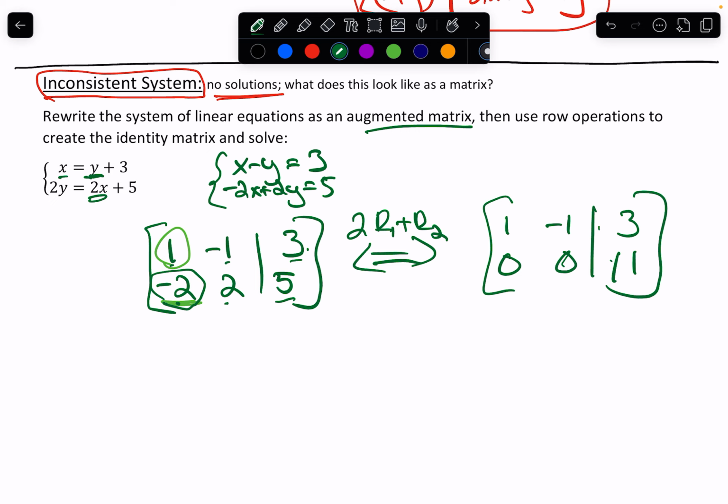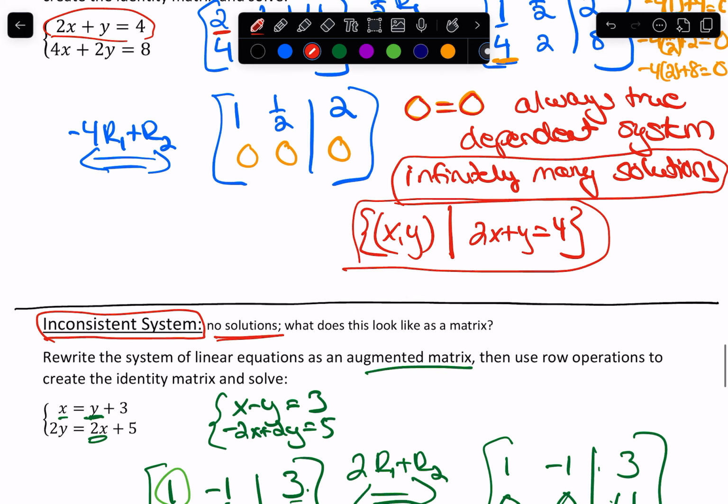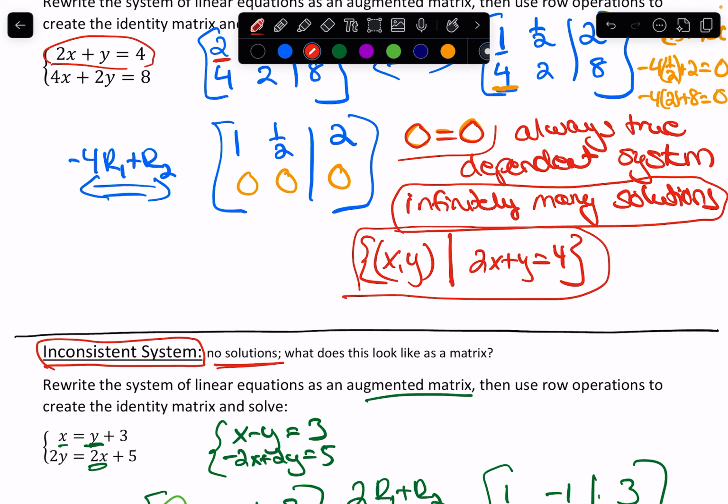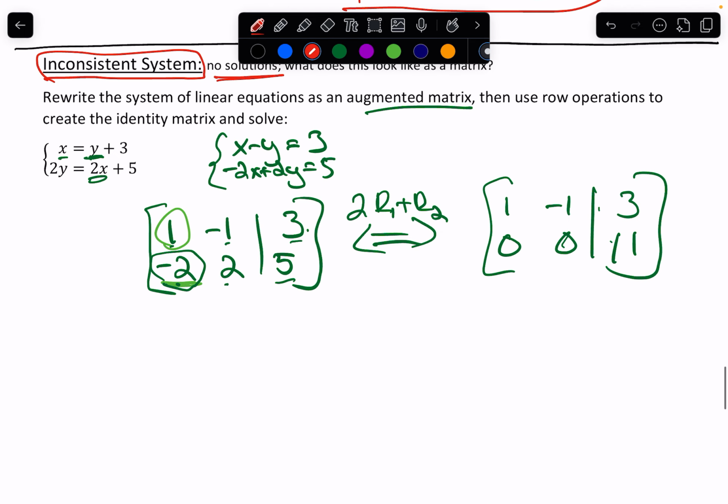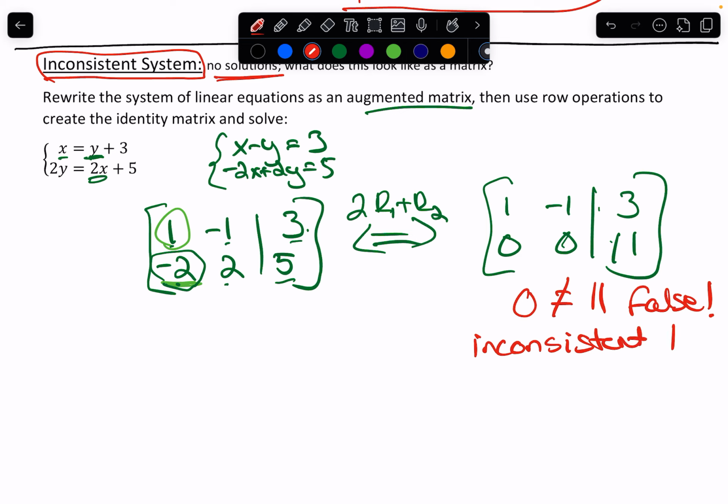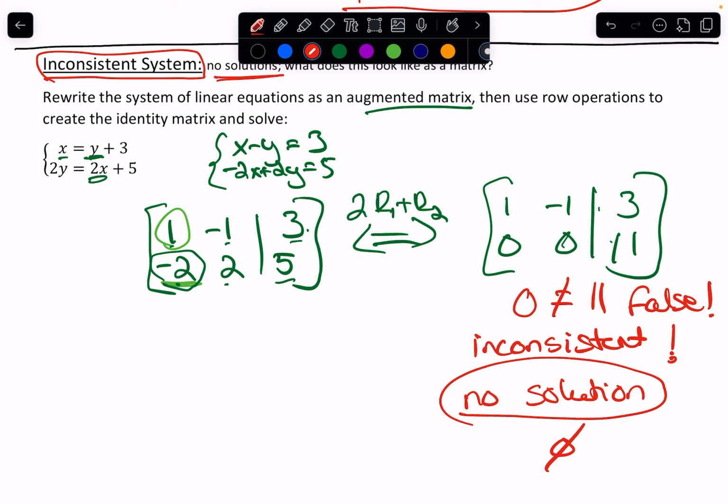So notice the difference here between these two. Here we got 0 equals 0. Here we get 0 equals 11. Well, that's not true. This is false, and it is inconsistent. So we have no solution. We can either write no solution, or we can write an empty set, a line through a 0.